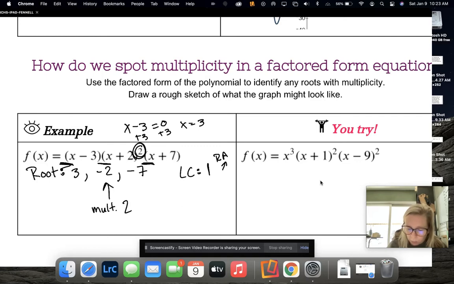All right, what's the degree then? How many total x's would I have? 1 from here, 2 from here because this is being raised to the power of 2. So that's 1, 2, 3, and then a total of 4. This is a degree 4 polynomial.